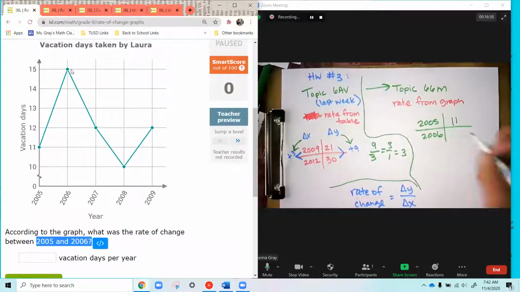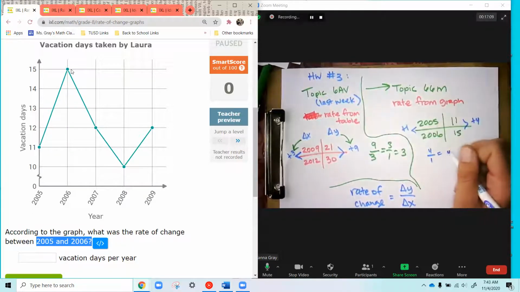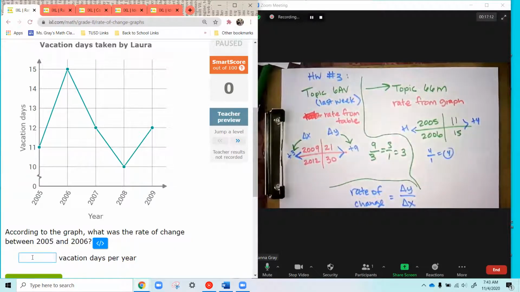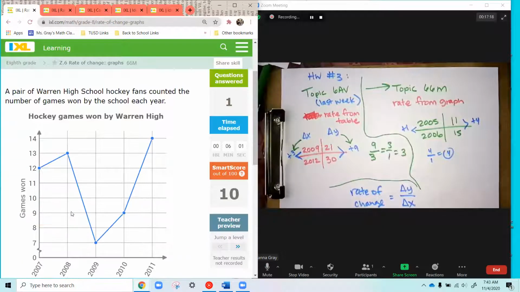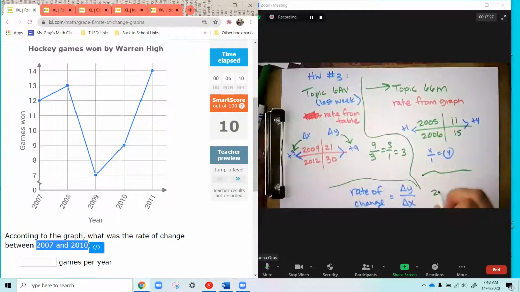2006 is all the way up here at 15. So again, if I'm checking that change in y, I'm going up 4. So my top number here is going to be 4. And then here I'm going up 1. So 4 over 1, which is just 4. So it's 4 vacations every year. All right, same thing for this example. I'm going to do this time 2007 and 2010. So reading them off the graph, 2007 is 12 and 2010 is 9.